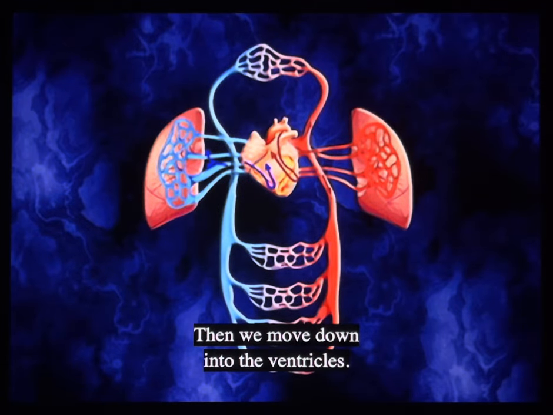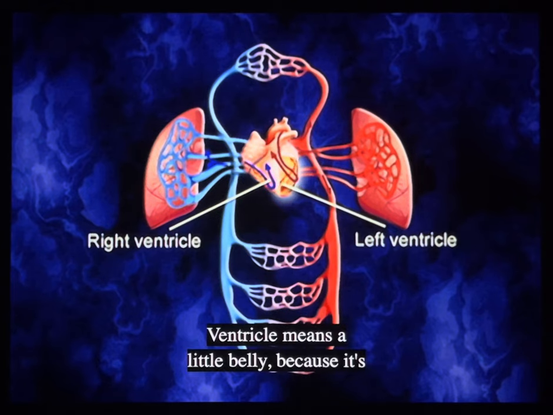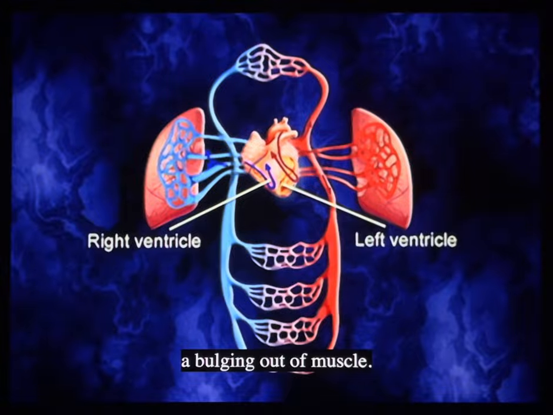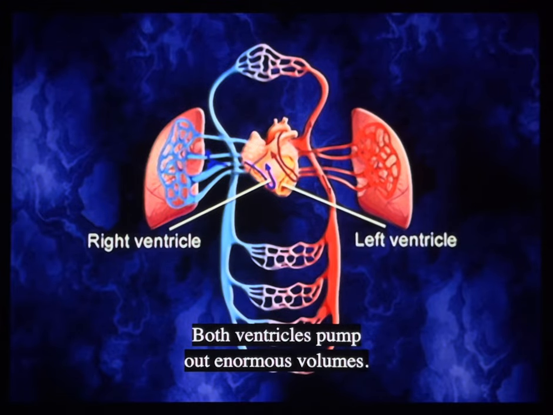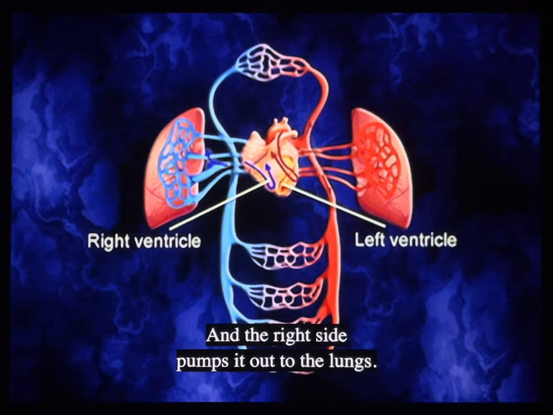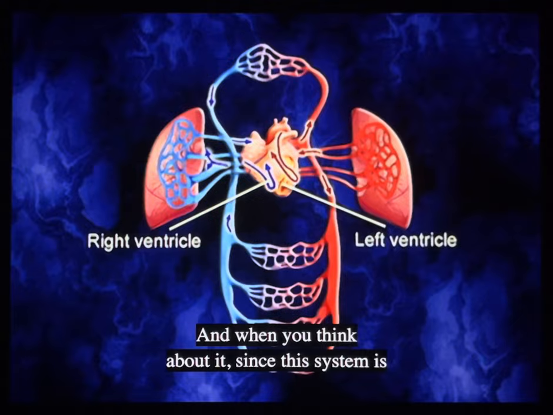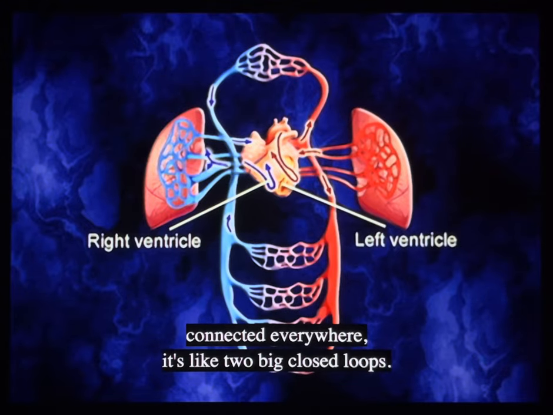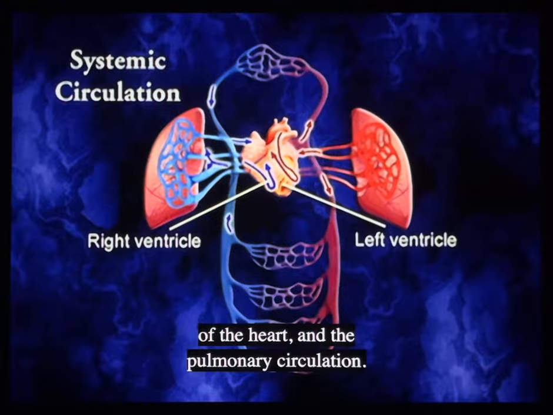Then we move down into the ventricles. Here's the left ventricle and the right ventricle. Ventricle means a little belly because it's a bulging out of muscle. And these are the power part of the pump. Both ventricles pump out enormous volumes, and the right side pumps it out to the lungs. The left side pumps it out to the body. And when you think about it, since this system is connected everywhere, it's like 2 big closed loops. Here's the systemic circulation from the left side of the heart and the pulmonary circulation.